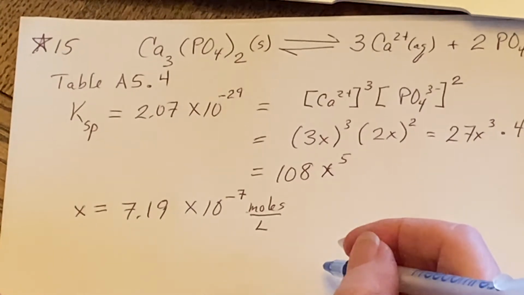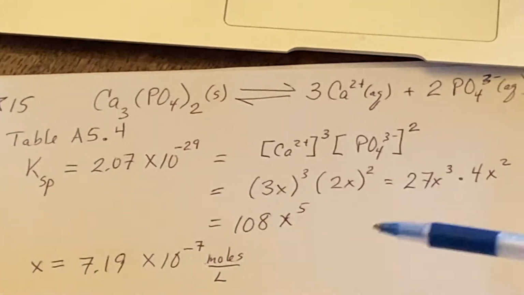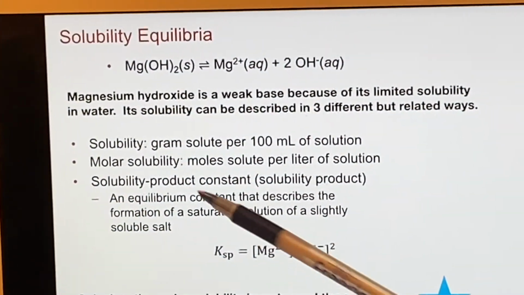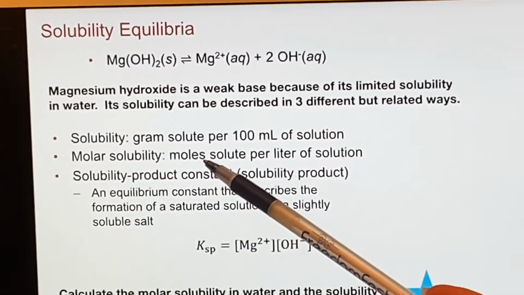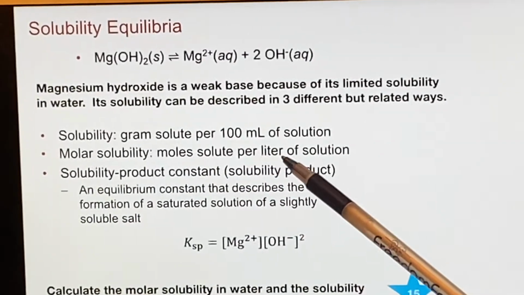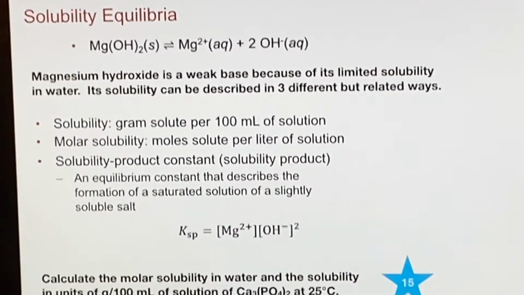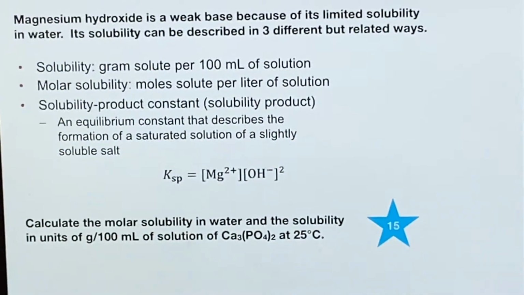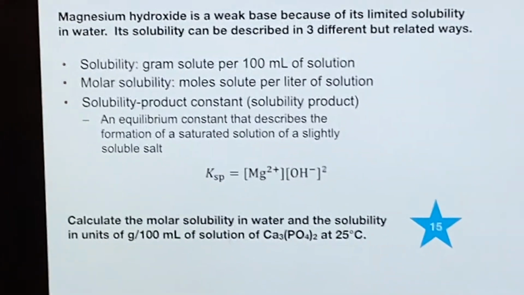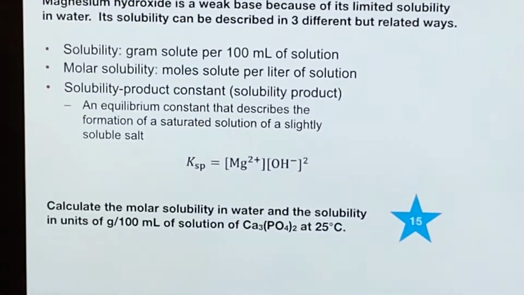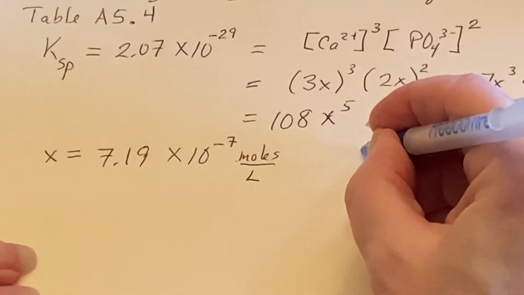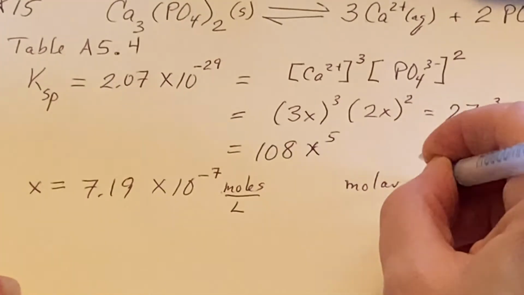Oh, well, that was the first thing that I wanted. Since it's spitting out molarity, the molar solubility is given in moles per liter. So I've actually answered one of these already. I did the molar solubility. Now I want the solubility in terms of grams per 100 milliliters. Okay, so I will start with this. Let me just label it. This is your molar solubility.